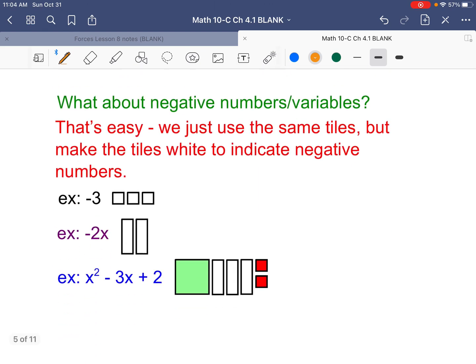Okay? Now, what about negative numbers and variables? Well, that's easy. We just use the same tiles, but make the tiles white to indicate negative numbers. Minus 3x, minus 1, minus 1, minus 1, minus 2x, minus x squared, minus 3x plus 2. This is plus x squared, minus x, minus x, minus x, plus 1, plus 1.